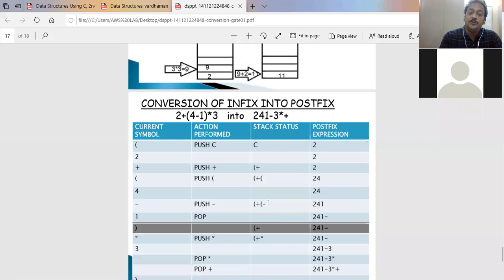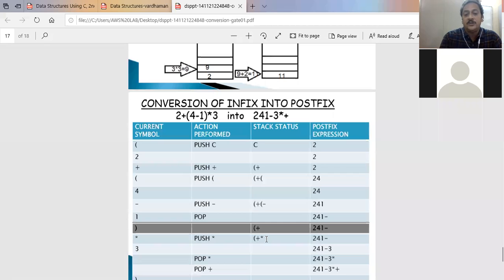Whenever we encounter a right parenthesis, remove all the symbols up to the matched left parenthesis. That means minus is added to the postfix string. And then next, after the right parenthesis, there is a star. What do we do when it comes? Add it to the stack.